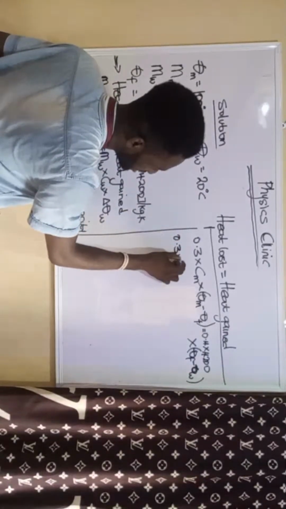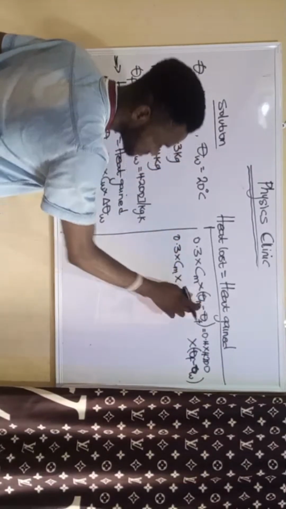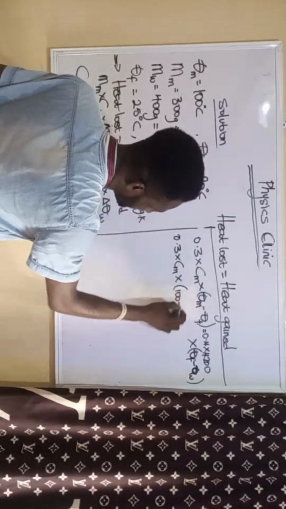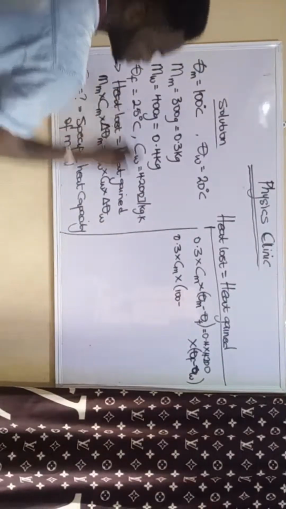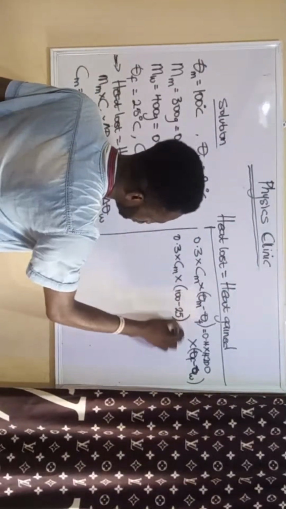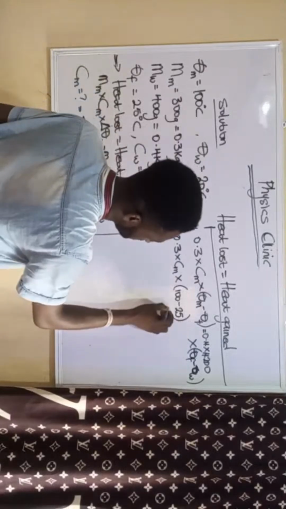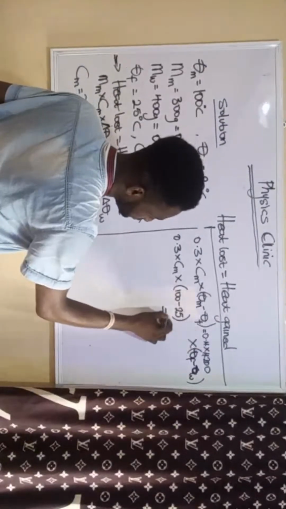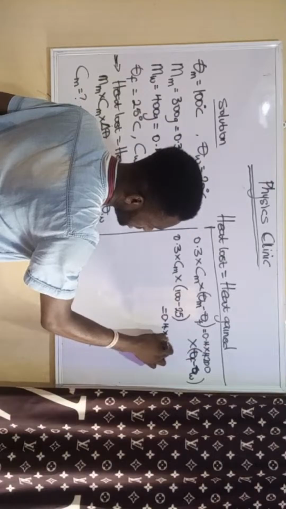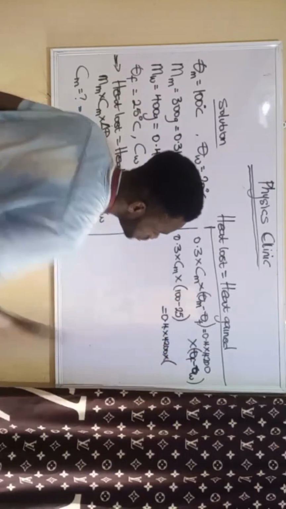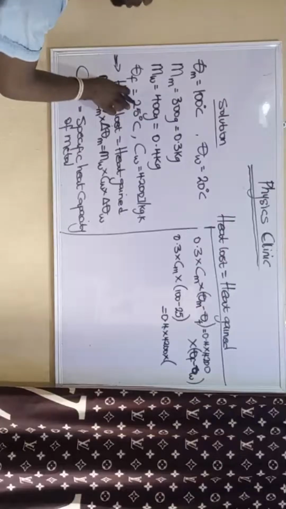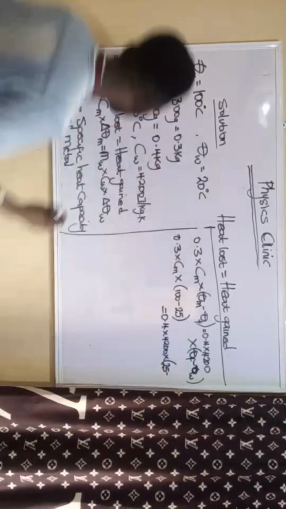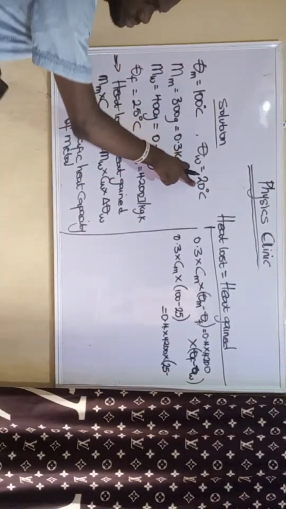0.3 times cm times theta m, that's 100, minus theta f, that's 25. All of this will be equal to the mass of water, we have already seen it before, 0.4 times 4,200 times, in brackets, theta f, the final temperature of the mixture, is 25, minus the initial temperature of water, which was given to us as 20.